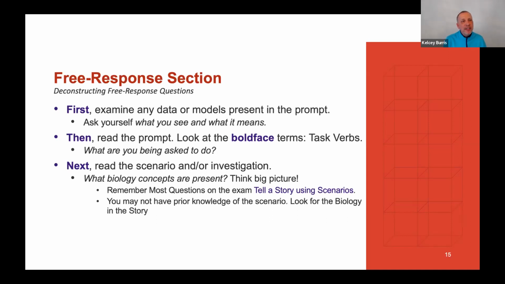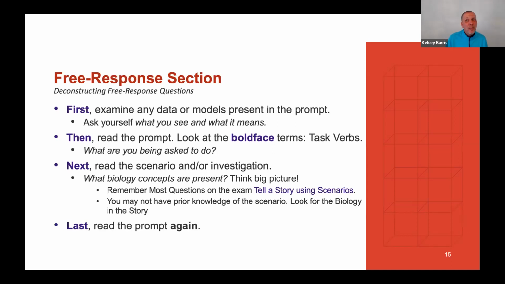And remember that most of these questions tell a story using a scenario. So look for the biology in that story. Do not get caught up on the scenario, okay? And then last, again, read the prompt.